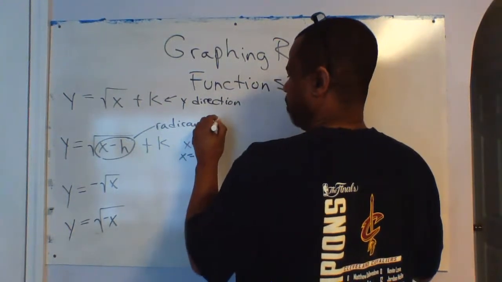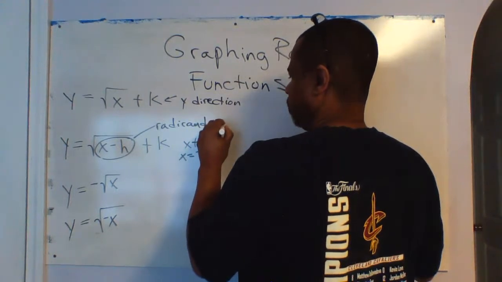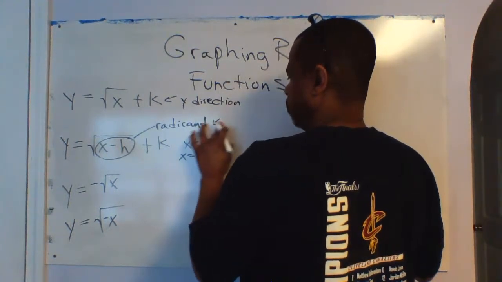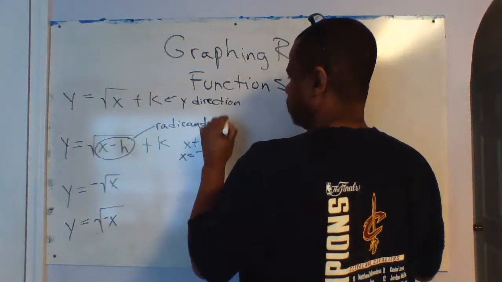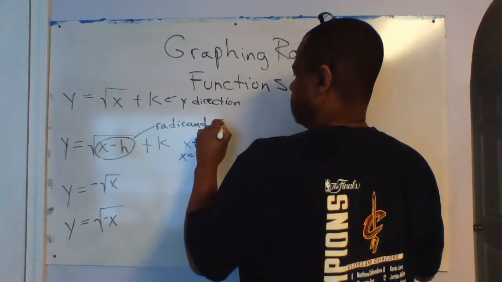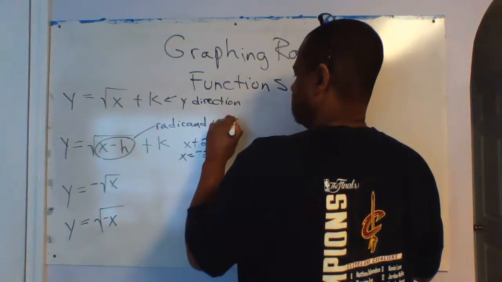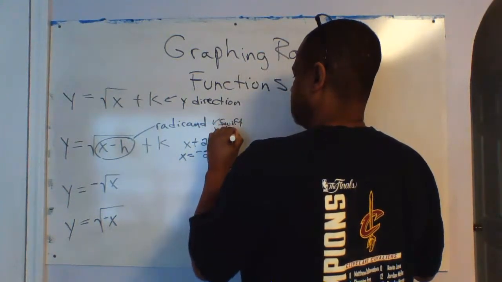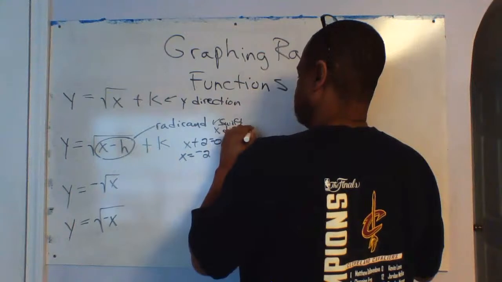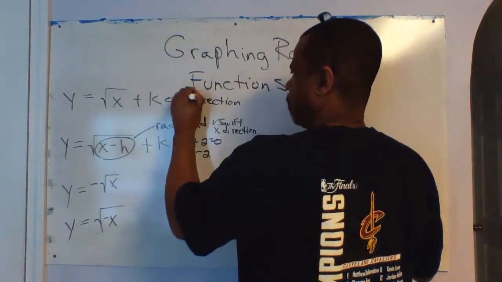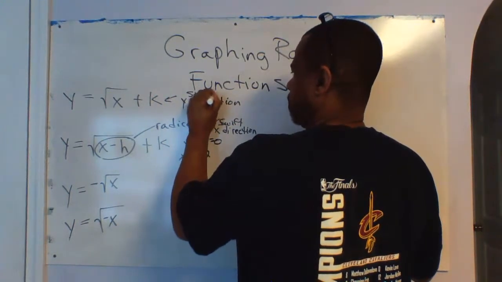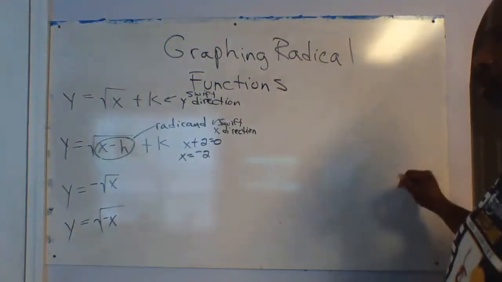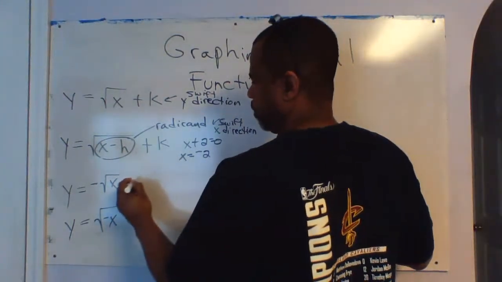All right. So if it's up under the radicand, you're going to shift in your x direction. I guess I could put shift up here as well.